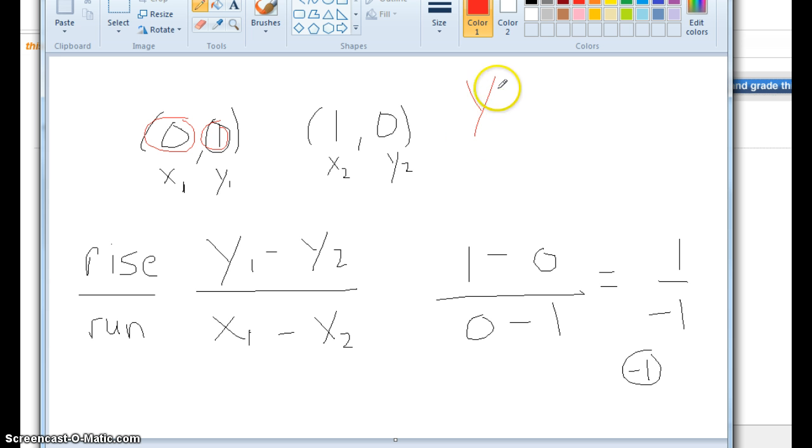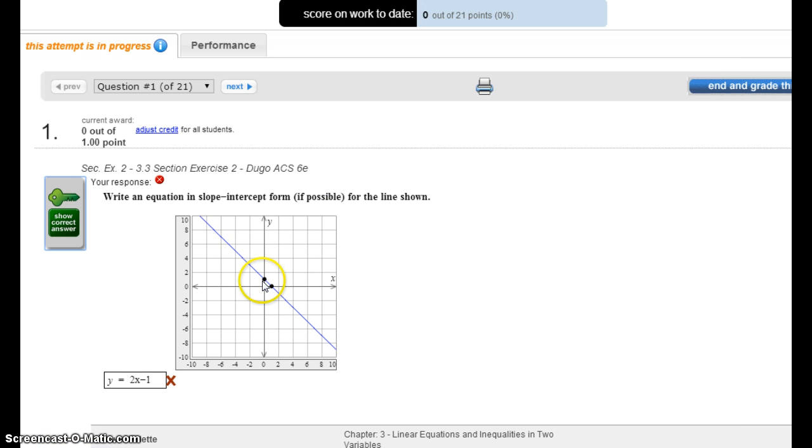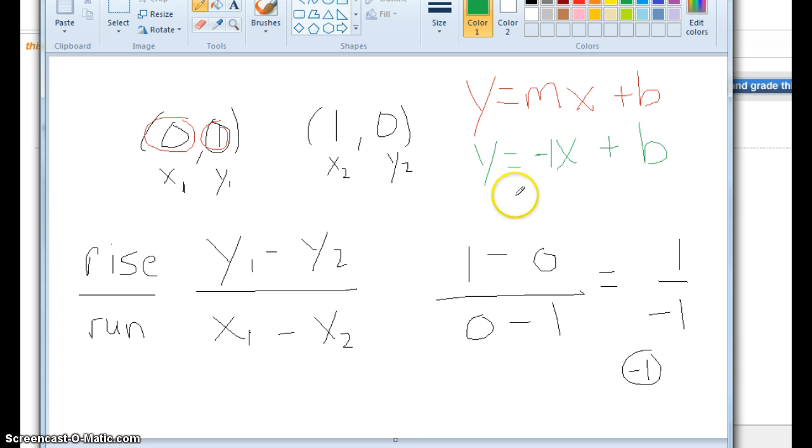So what we're looking for is y equals mx plus b, slope-intercept form. We just figured out what m is. We figured out the slope. So now we have y equals negative 1x, or negative x. You can write the 1 if you want. Negative 1x plus b. Now the b is supposed to be the y-intercept, and we actually have that given to us. Where does this line cross the y-axis? It's the point 0, 1. So instead of writing plus b, we're going to write 1. And that's our answer.